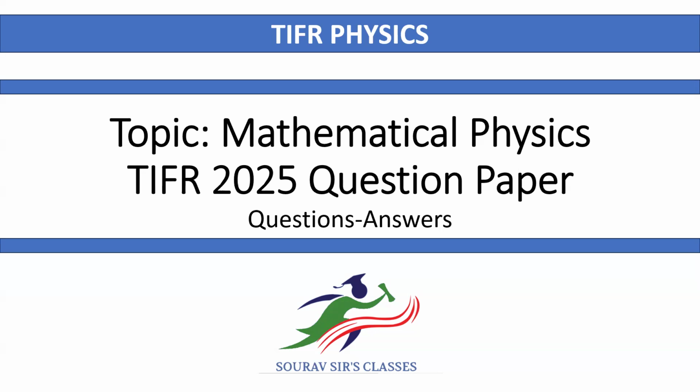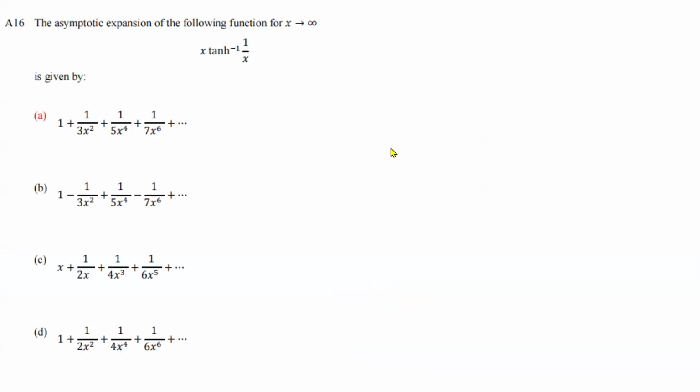So let us discuss one mathematical physics problem from TIFR 2025 question paper. The problem states that the asymptotic expansion of the following function for x tends to infinity, x tan inverse 1 by x, is given by. So we need to find this function for x tends to infinity, right?